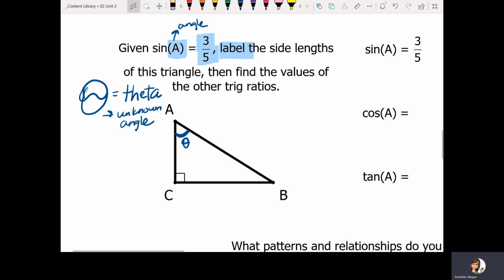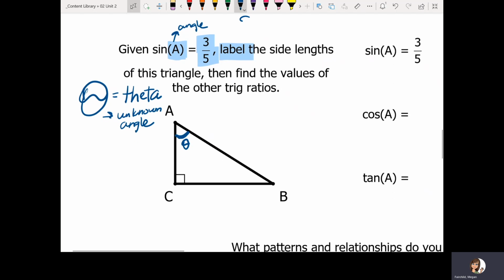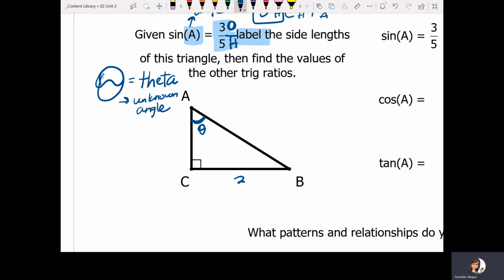So we're going to label this. Sine is, well, let's think back to SohCahToa, right? SohCahToa. All right. So 3 would represent which part? O, right? And the 5 is the hypotenuse. So label the triangle based on that, meaning this side is 3, this side is 5.